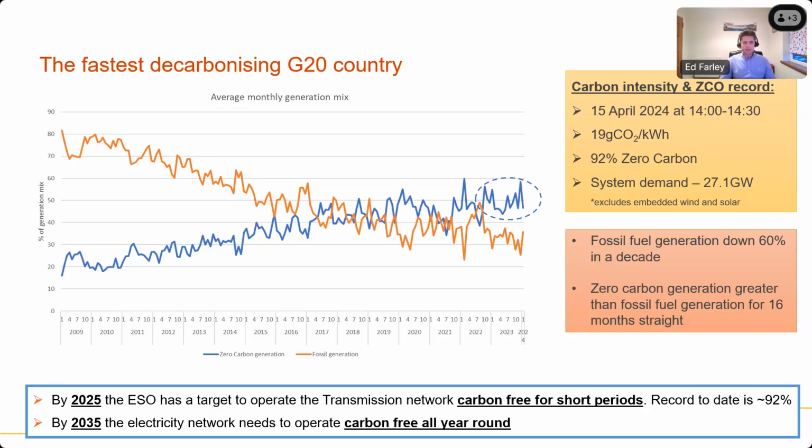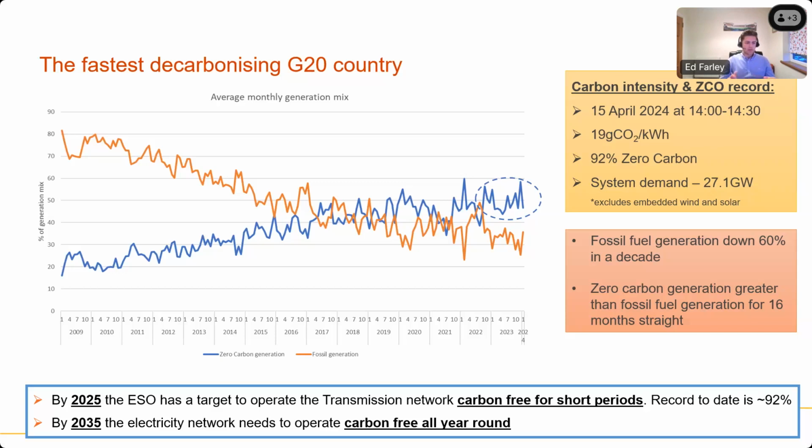And we can highlight just in the last couple of weeks, there's been a couple of new records that have been broken for lowest carbon intensity and the highest penetration of zero carbon resources. So our record as it stands is a 92% penetration of zero carbon.